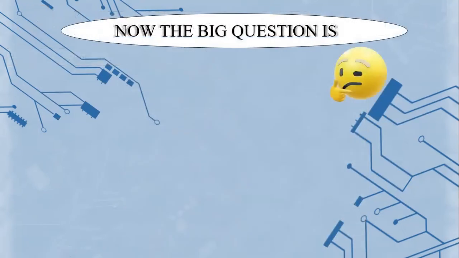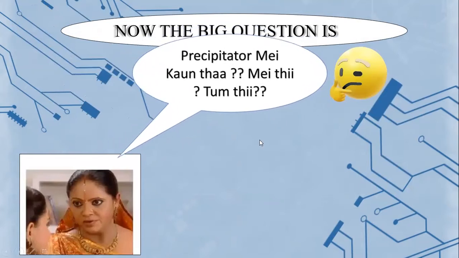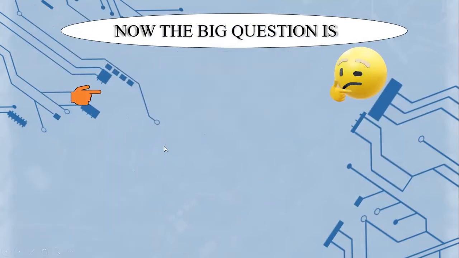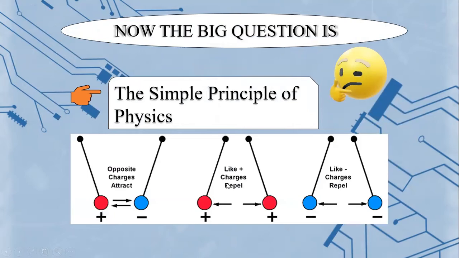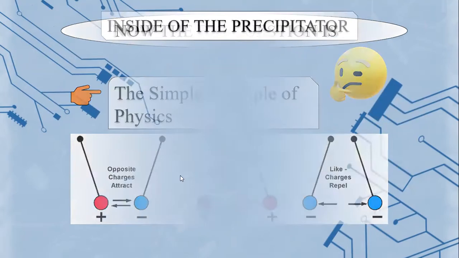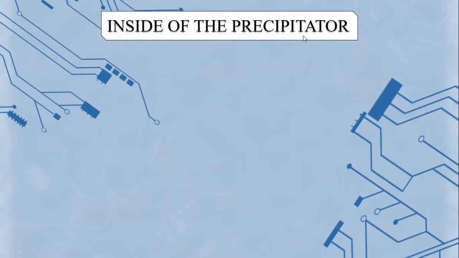Now, moving on to the next slide, the big question arises. What is the principle behind the precipitator? It was nothing but the simple principle of physics that like charges repel each other and unlike charges attract each other. Now let's see what's inside my chimney.